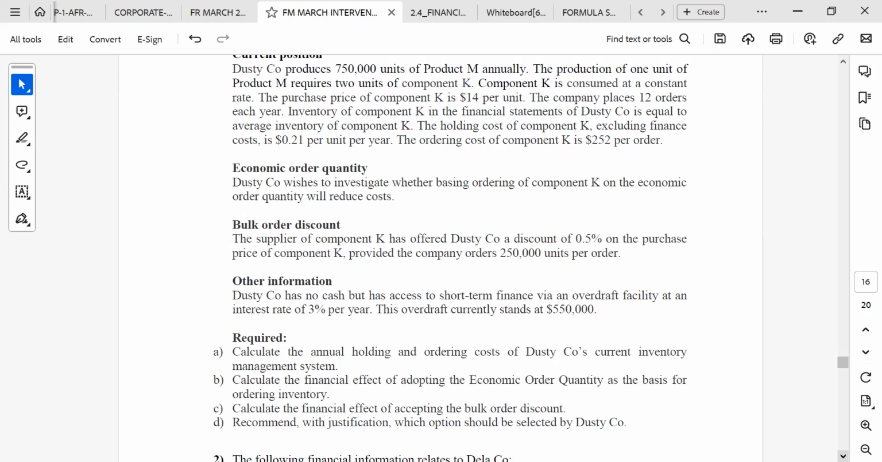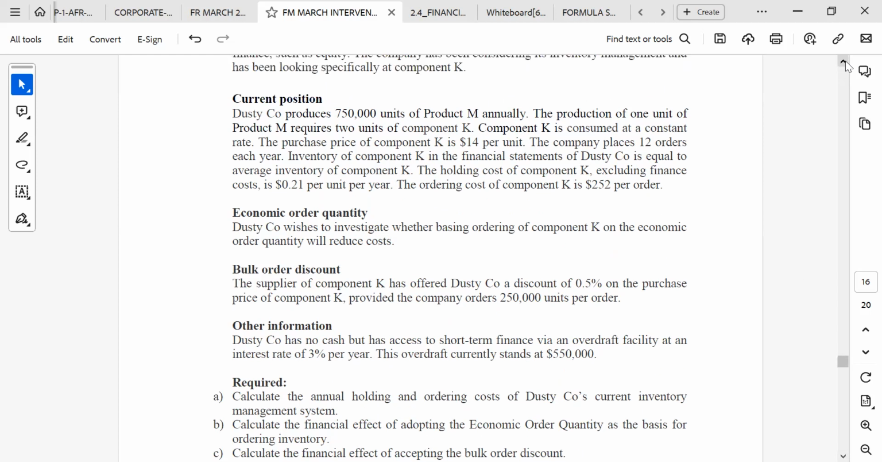B. Calculate the financial effects of adopting the economic order quantity as the basis for ordering inventory. C. Calculate the financial effects of accepting the bulk order discount. D. Recommend with justification which option should be selected by Dastico. Okay, thank you very much.